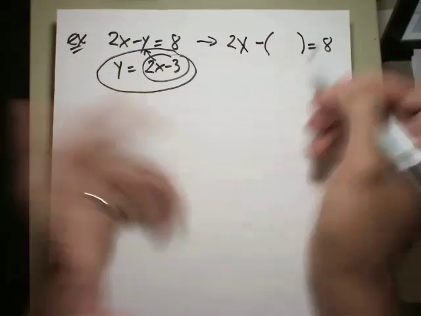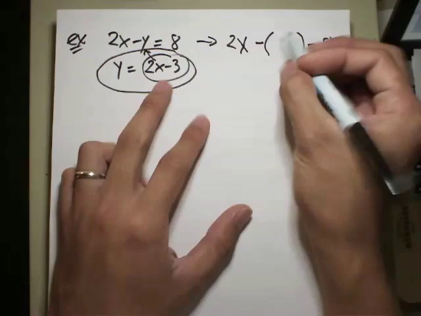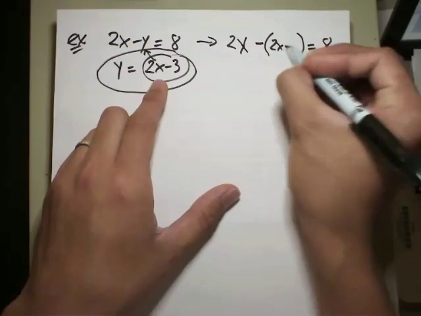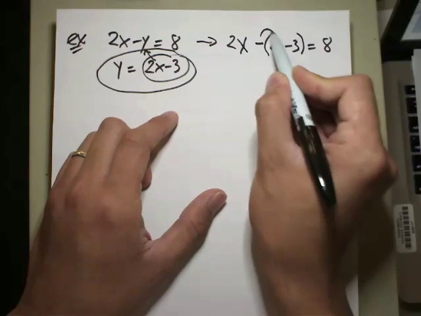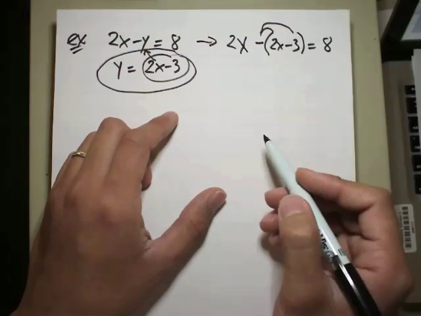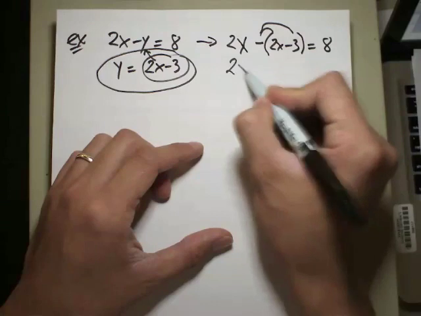Or actually, just remind yourself that whenever you do a substitution, put parentheses around what you just substituted. In this case, it's 2x minus 3. Why is it so important? Because this negative right here will be distributed into each term inside. If you don't remember that, your answer will be off. Okay, so check to make sure.